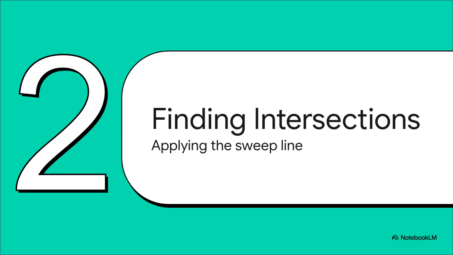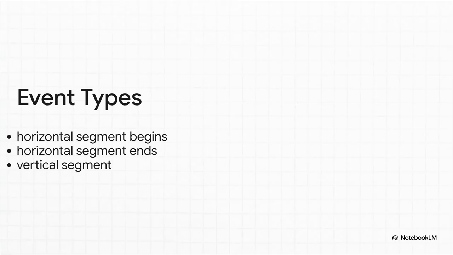Our first challenge, finding intersections. Okay, just like with the employees, step 1 is always defining our events. Imagine a vertical line sweeping from left to right across the plane. What are the interesting points it's going to hit? Well, it'll hit the left endpoint of a horizontal line. Let's call that a horizontal start. It'll hit the right endpoint, a horizontal end, and it'll hit an entire vertical line segment all at once.